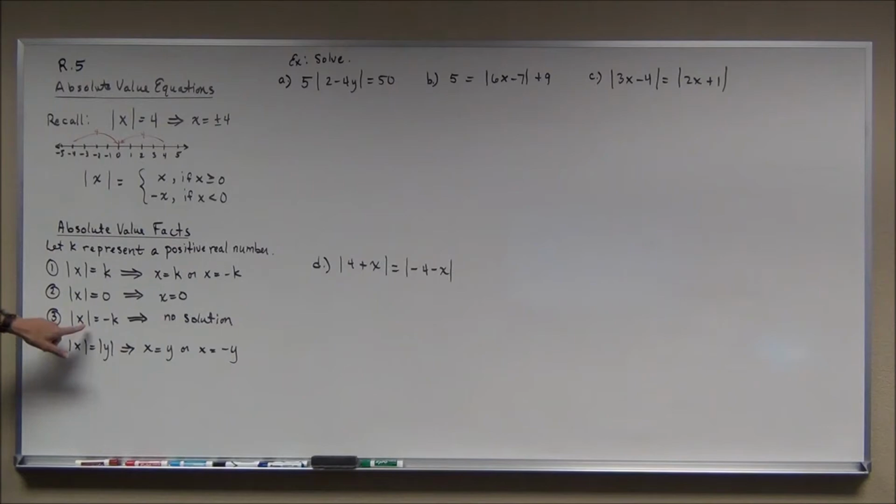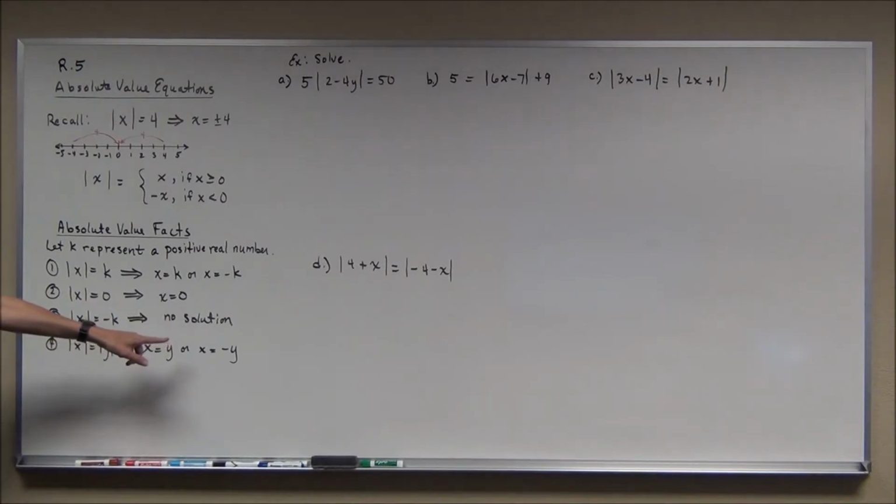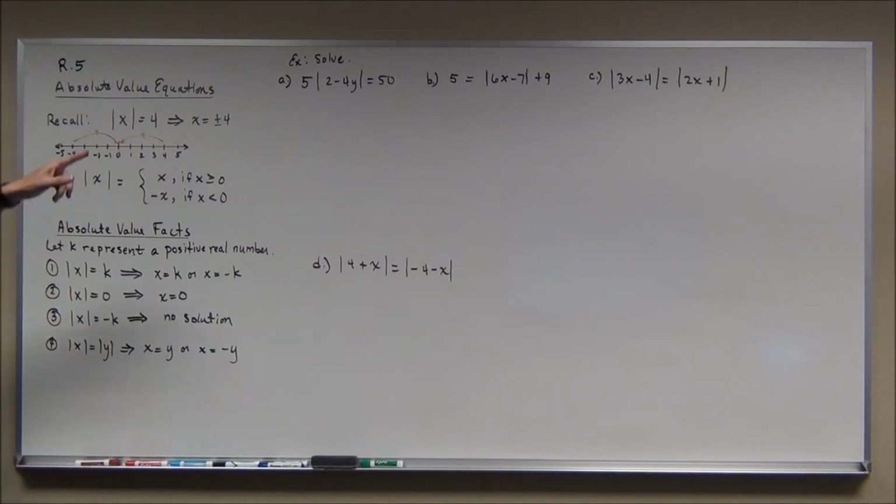And the absolute value of x equaling a negative number implies there is no solution. And if we have two absolute values equal to one another, that means they're either equal to themselves, x is equal to y, or they're equal to the opposites of one another, x is equal to the opposite of y. And I'll use this as I work out these examples.